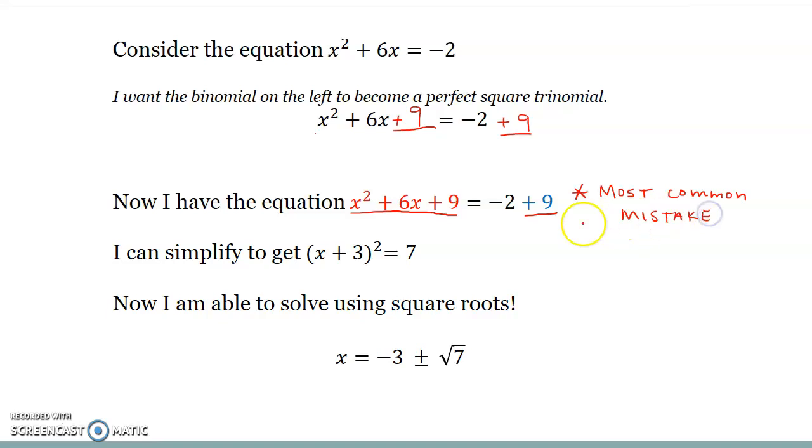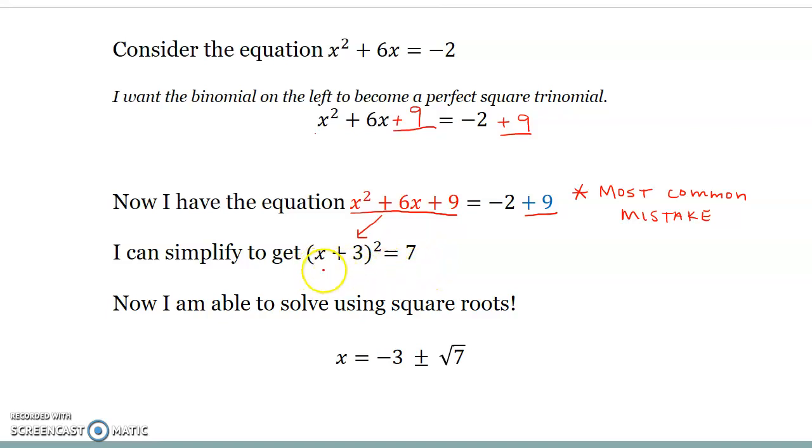All right, remember, we are talking about an equation. So if I'm going to add 9 here, I need to add 9 to the other side. Now I'm going to simplify both sides. I'm going to take my perfect square trinomial and factor it. It is the same thing as the binomial x plus 3 squared, and that's why we do that. On the right side I have -2 plus 9, which gives me a positive 7.